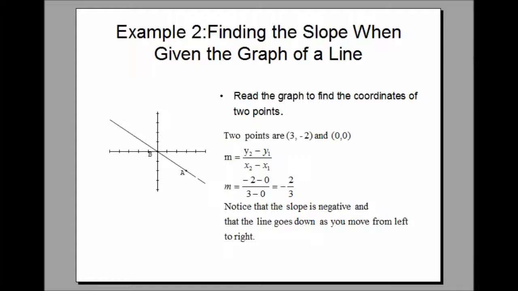Let's look at the graph of the line below, and let's find the slope by reading the graph. Notice that there are 2 points, 3, -2, and 0, 0. m equals y sub 2 minus y sub 1 over x sub 2 minus x sub 1. Substituting into the formula gives us m equals -2 minus 0 over 3 minus 0, which simplifies to -2/3. Notice also that the slope is negative and the line moves down as you move from left to right.